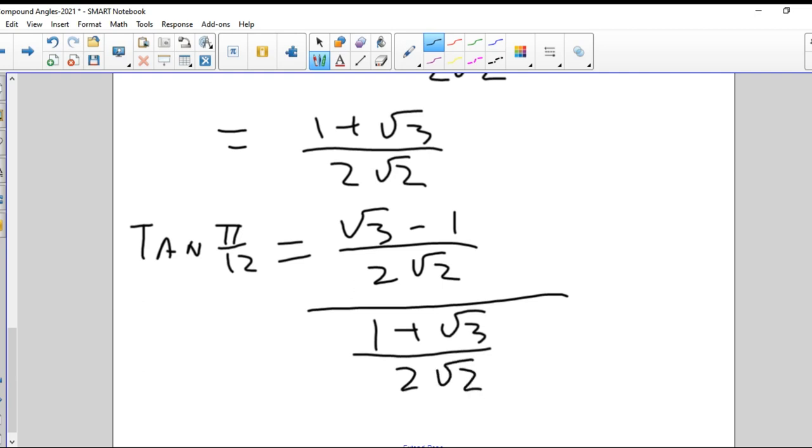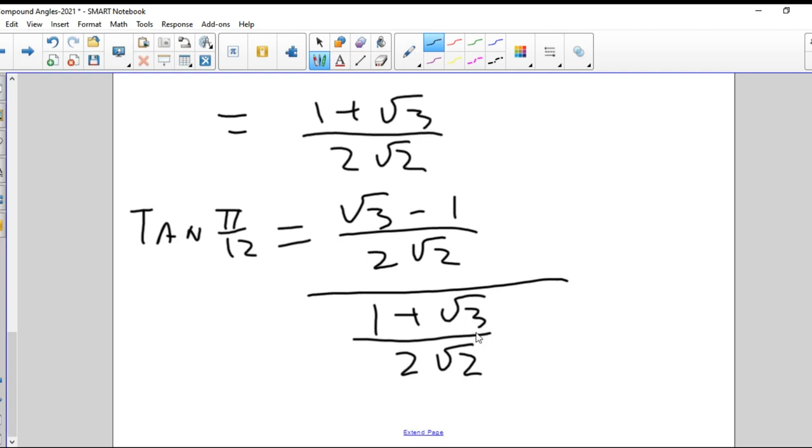Now, how do I divide a fraction by a fraction? So this fraction on top is being divided by this fraction on the bottom. How do I do that exactly? How do I divide two fractions? Think back to elementary school now, right? On top I have root 3 minus 1 over 2 root 2. On the bottom I have 1 plus root 3 over 2 root 2. Multiply by the reciprocal, Noah says? Perfect. So we'll do exactly that.